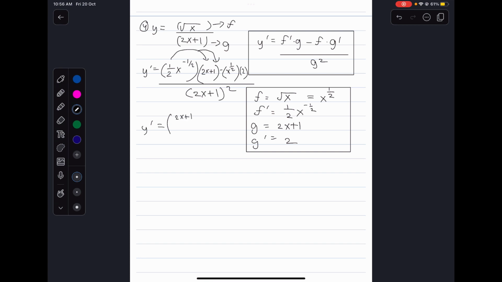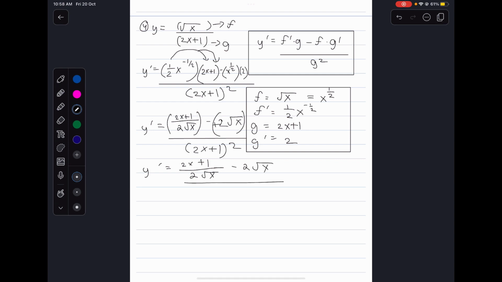(2x plus 1) over 2 root x. When you multiply these two terms together, 2 root x, you can also write it as 2x to the power of 1 over 2, it's the same thing, over (2x plus 1) squared. Since this is plus and this is minus, it will become minus 2 root x. (2x plus 1) minus 4x over 2 root x.